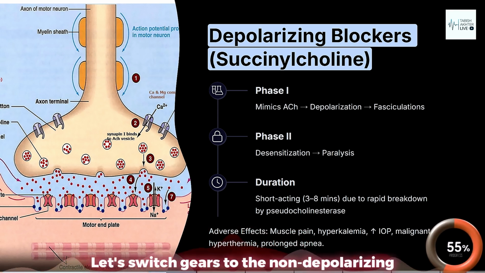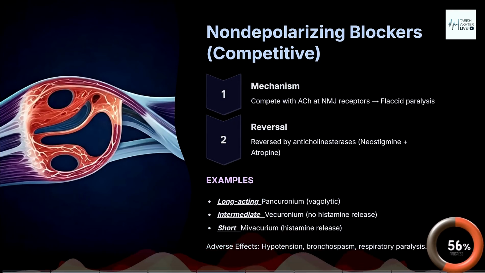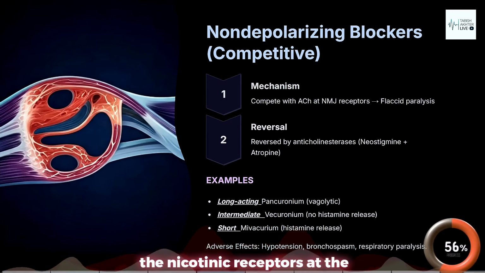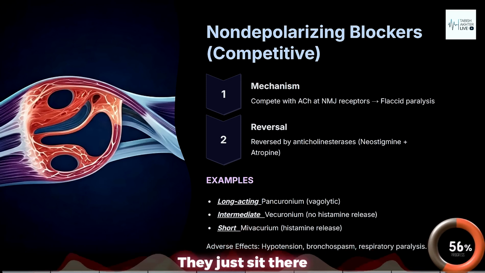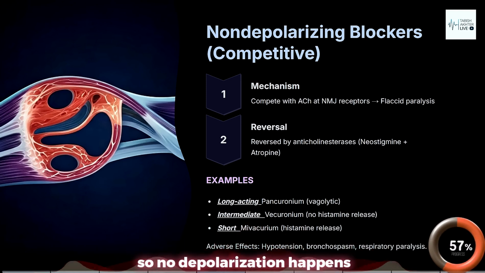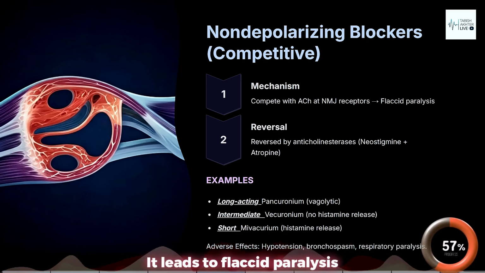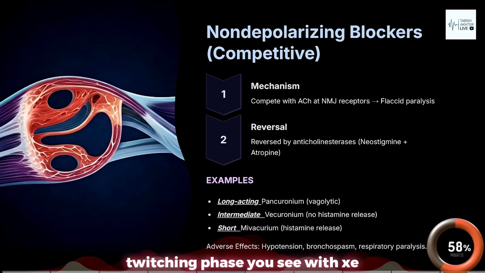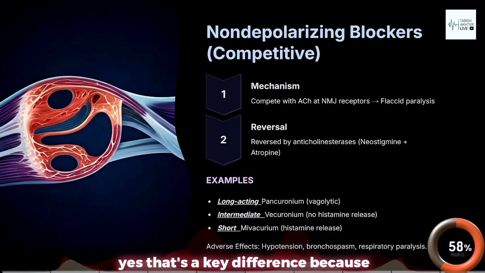Let's switch gears to the non-depolarizing ones. Rocuronium, vecuronium. You said they're competitive. That's right. They compete with ACh for those parking spots, the nicotinic receptors at the NMJ. They don't activate the receptor. Correct. They just sit there, block ACh from binding, so no depolarization happens, no contraction. It leads to flaccid paralysis, but without that initial twitching phase you see with SCh. Simpler mechanism then. And reversible. Yes, that's a key difference.